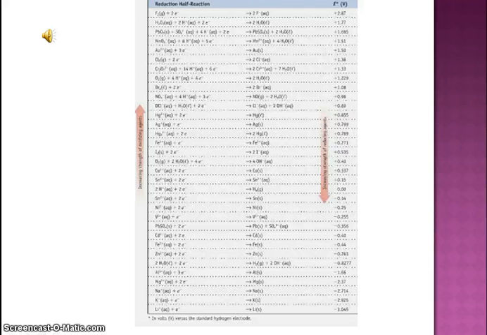The lower E is, the stronger the reducing agent. So lithium is the strongest reducing agent, and fluoride ion is the weakest reducing agent.